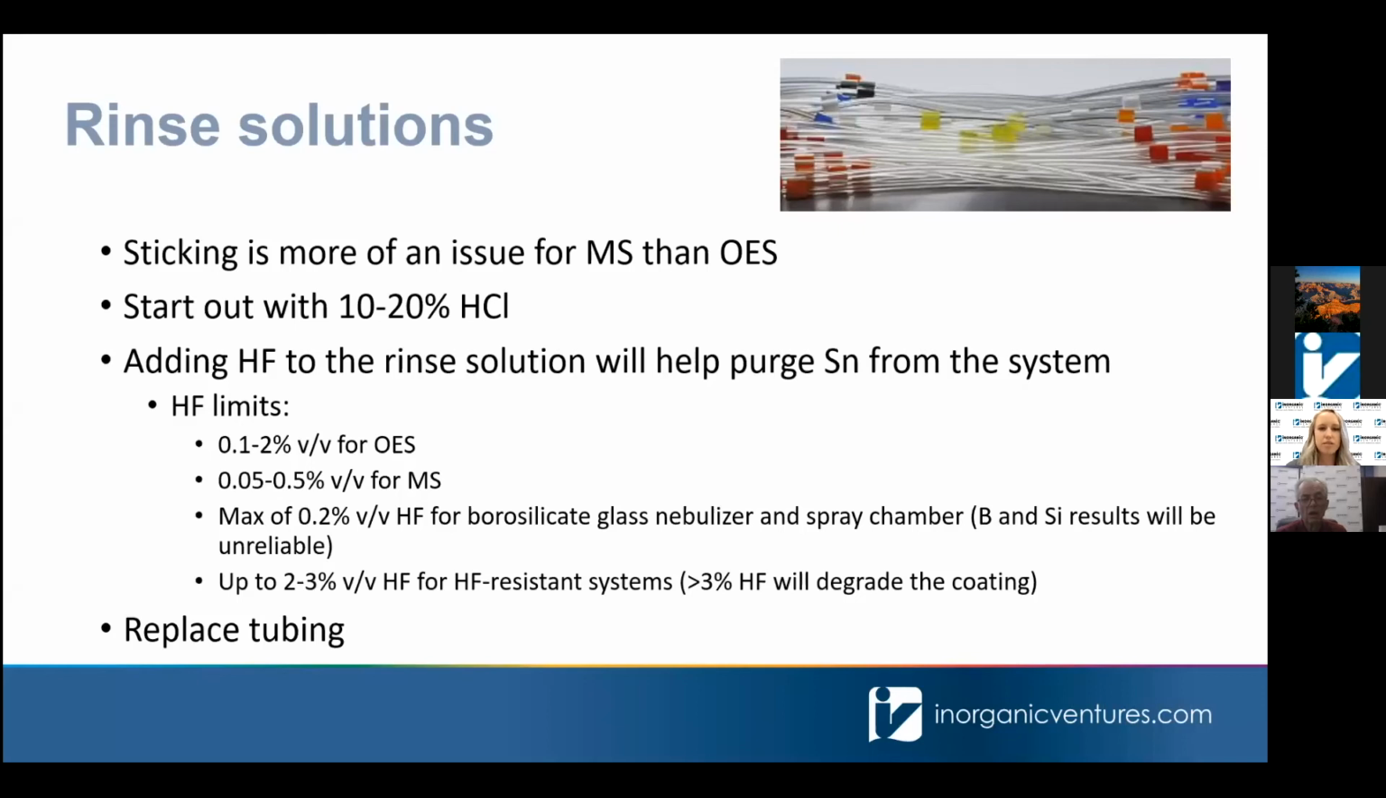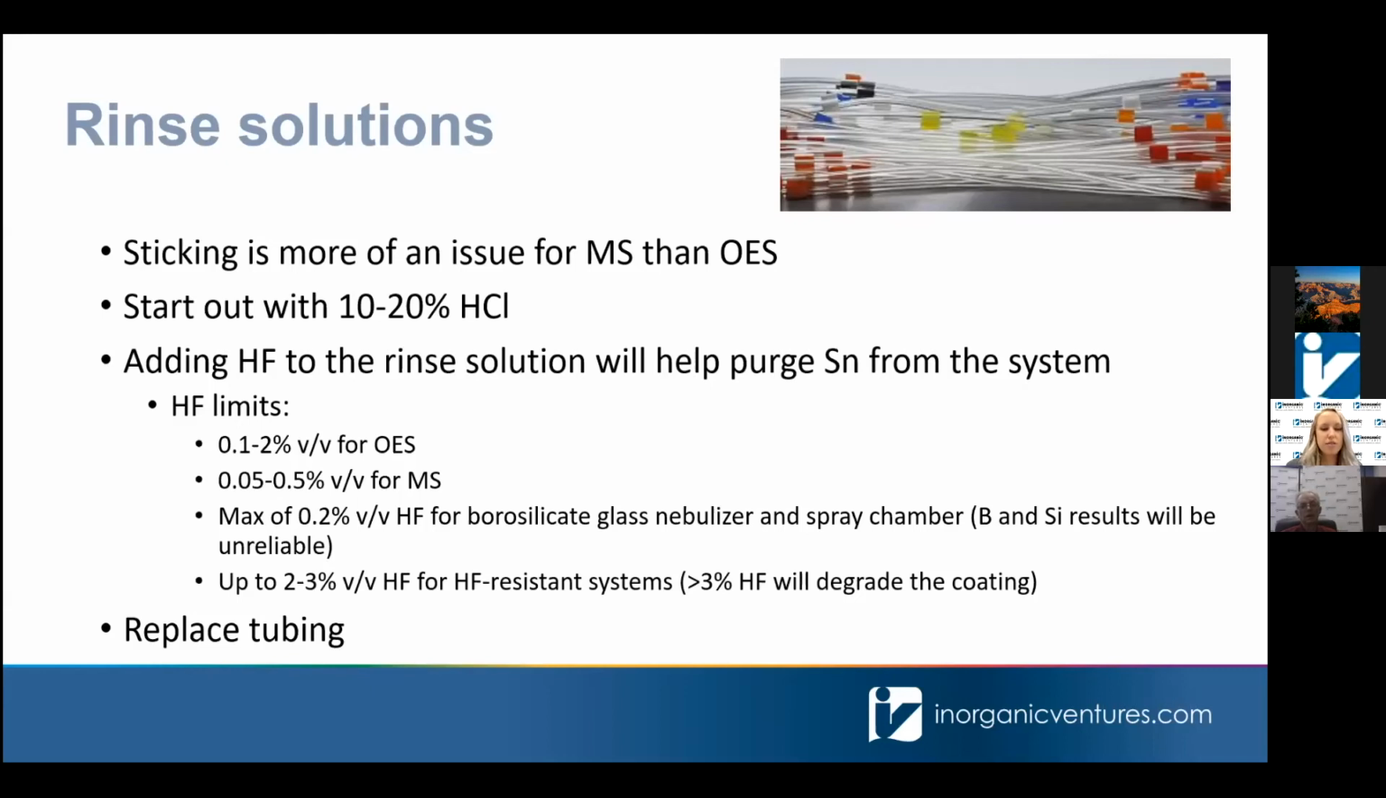Adding HF is also going to help get tin out of the system. It's kind of been the theme, but the HF is definitely going to help. If you have OES, you're going to want to keep that to between 0.1 and 2%. For mass spec, it's going to be lower concentrations. And we don't recommend anything over 0.2% if you have borosilicate components, as that is going to cause issues with disintegrating your glass components, and you're going to have issues with boron and silicon results. So just keep that in mind if you do use HF in your rinse solutions.